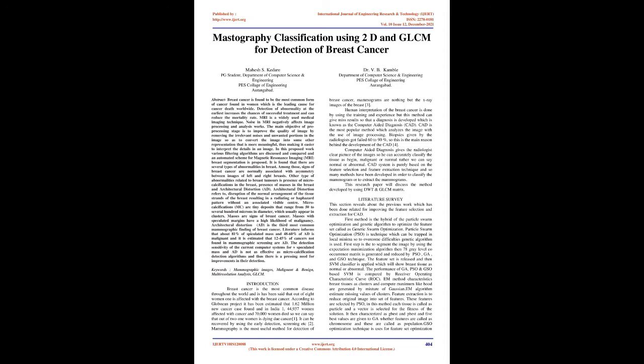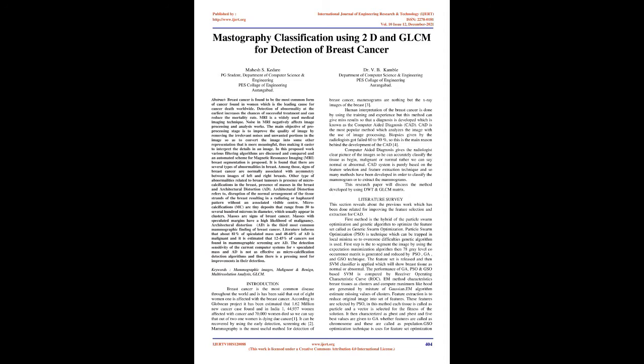Breast segmentation is proposed. It is found that there are several types of abnormalities in the breast. Among those, signs of breast cancer are normally associated with asymmetry between images of the left and right breasts. Other types of abnormalities related to breast tumors are the presence of micro-calcifications in the breast, presence of masses in the breast, and architectural distortion, AD. Architectural distortion refers to disruption of the normal arrangement of the tissue strands of the breast resulting in a radiating or haphazard pattern without an associated visible center.